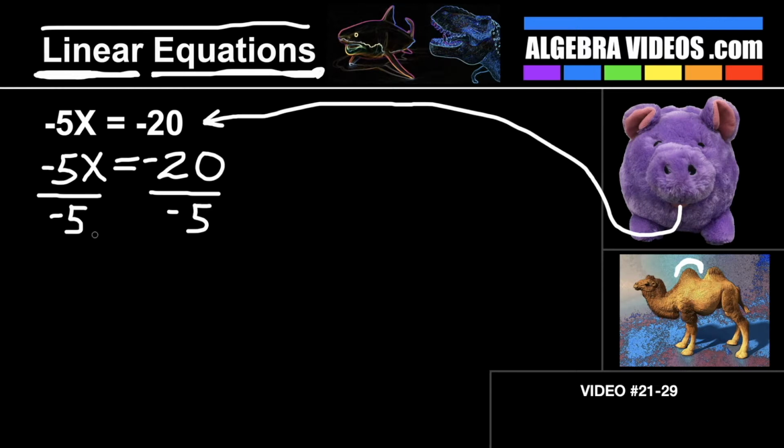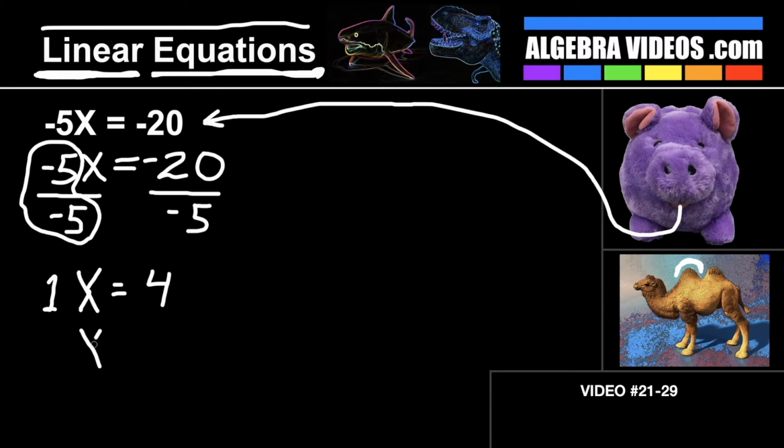And why am I going to do that? Well, this negative 5 divided by negative 5 simplifies to just 1, because anything divided by itself is 1. That's why I did that. And so the x doesn't change. I'm just going to bring that down. So this whole thing simplifies to 1 times x. And on the right side, negative 20 divided by negative 5 simplifies to just 4. So 1 times x equals 4.